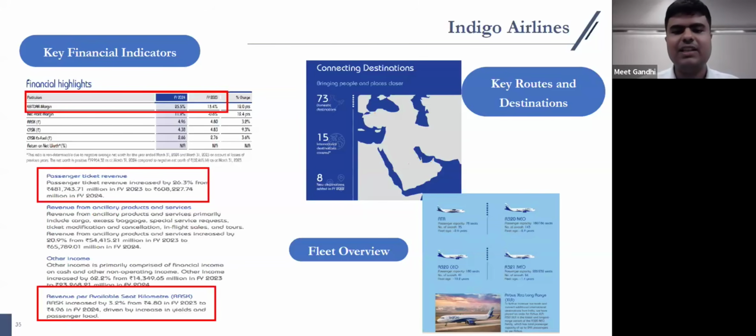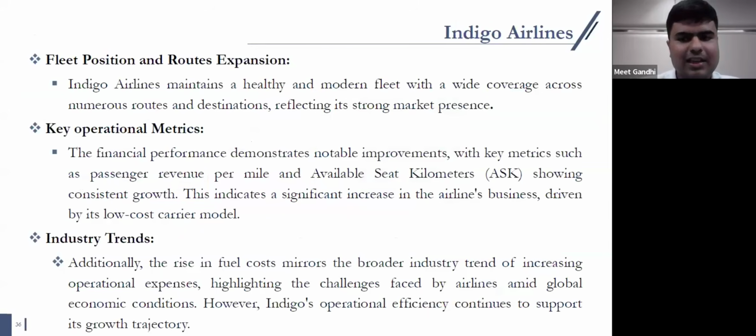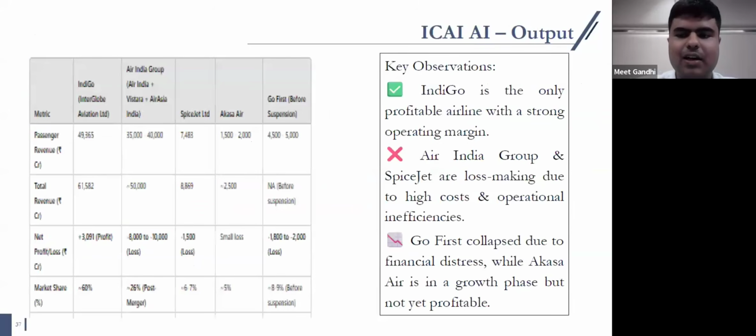And we see that it has covered a wide range of routes and destinations, and even the fleet overview we could see from the annual report. The annual report also mentions how many of their aircraft are leased and what kind of lease they have taken with what kind of parties. So this is basically what we described in the previous slide.